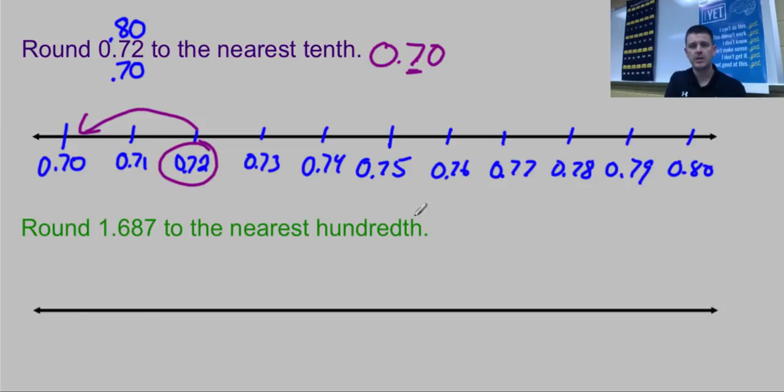So let's see another one. 1.687 rounded to the nearest hundredths place. Remember, that's your second decimal place. Well, that means I can round down to the 8 or up to the 9, but everything in front of it stays the same.